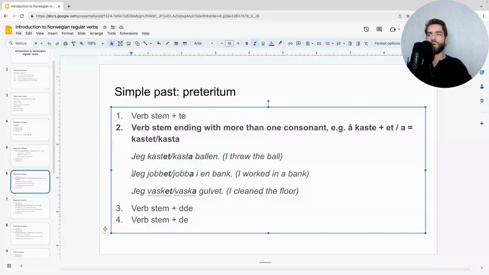Jobbe, the same thing, to work. Jeg jobbet i en bank. Jobba i en bank. I worked in a bank. Jeg vasket gulvet. I cleaned the floor.